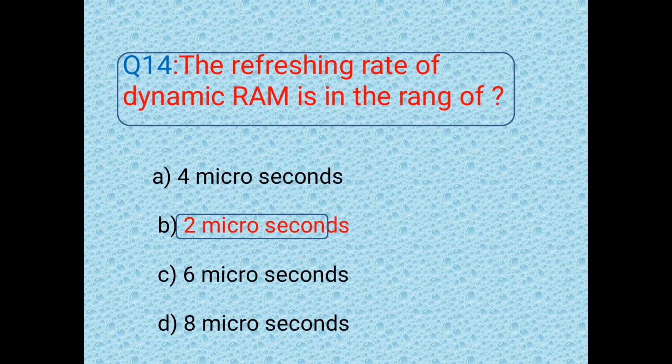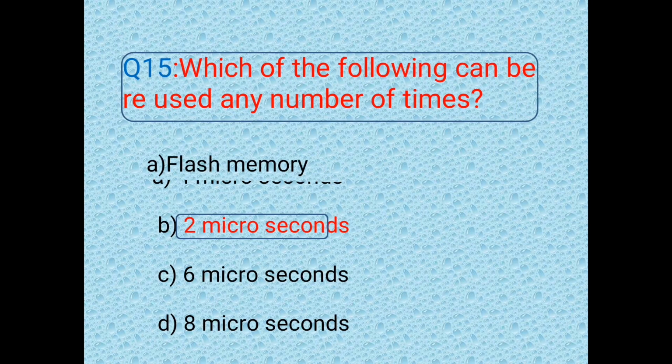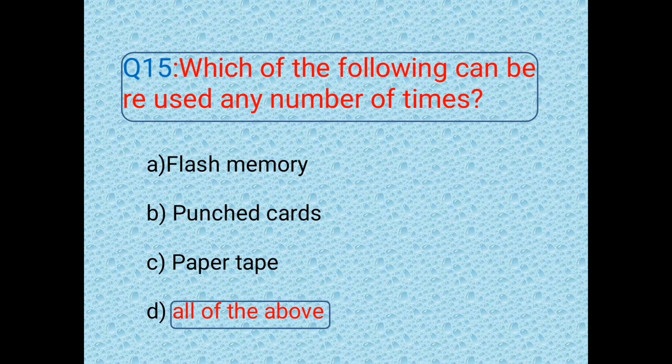Question number 14. The refreshing rate of the dynamic RAM is in the range of: A, 4 microsecond, B, 2 microsecond, C, 6 microsecond, D, 8 microsecond. So the correct option is B, 2 microsecond. Question number 15, the last one. Which of the following can be reused any number of times? A, flash memory, B, punch cards, C, paper tapes, D, all of the above. So the correct option is D, all of the above.